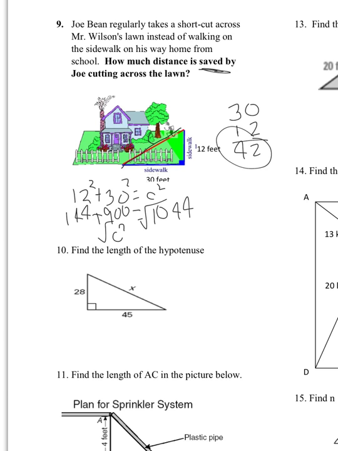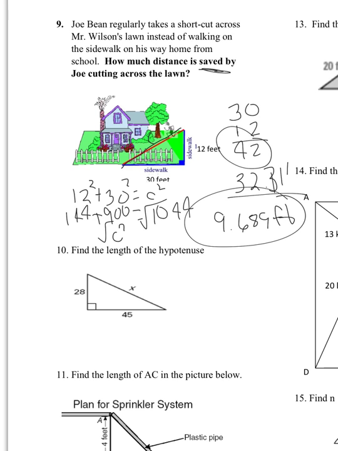Now, in this case, because we're looking for a distance saved, it is okay to use the decimal because that's not going to necessarily be our final answer. All right, so I get 32.311. So then you're going to subtract that. 42 minus 32.311. This one problem, it'll be okay, obviously, to have the decimal. He will save about 9.689 feet.